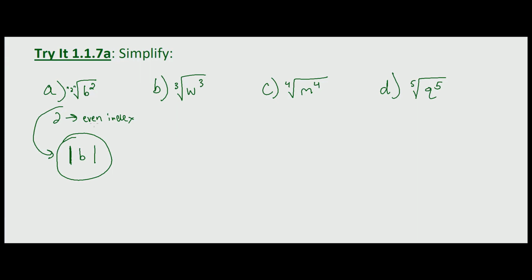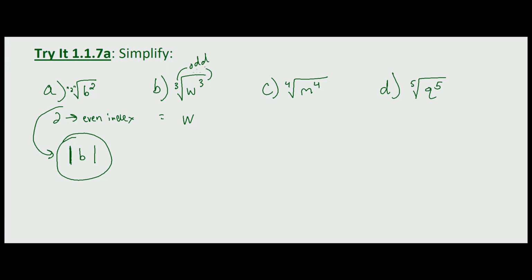Now when we're looking at part b, we have an odd index, the cube root of w cubed. So we don't need an absolute value here because we're taking a cube root, w's being cubed, the cube root of w cubed is just w. And again, that's because it doesn't matter if w is positive or negative. When you take the cube root, if it's negative, you'll end up with a negative value. When it's positive, you'll end up with a positive value. And again, that's because we have an odd index and an odd power underneath the radical.